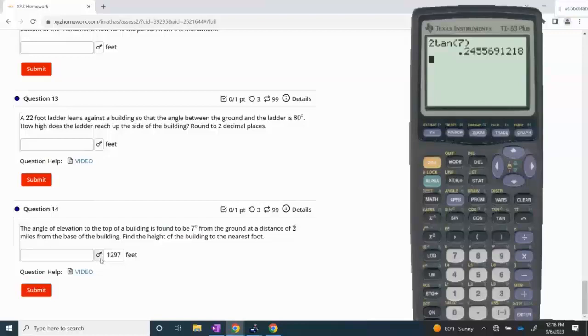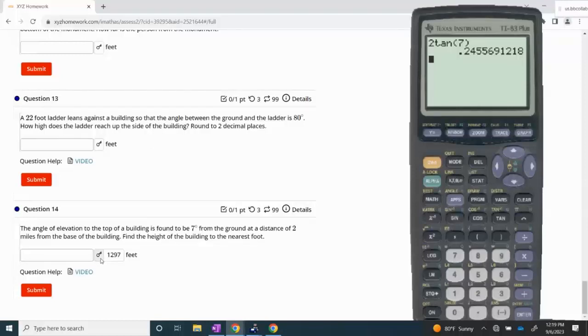If you just remember back to conversions, 5,280 feet is equal to 1 mile. So I want to convert 0.245 miles to feet. How do I do that? Well, I can use something called a unit fraction. Let me just explain the unit fraction.